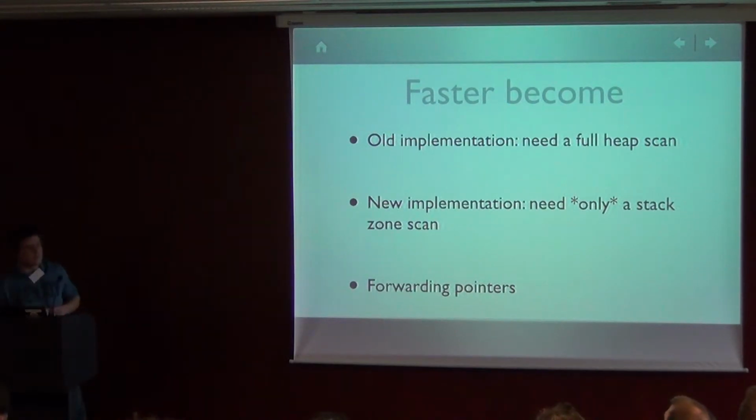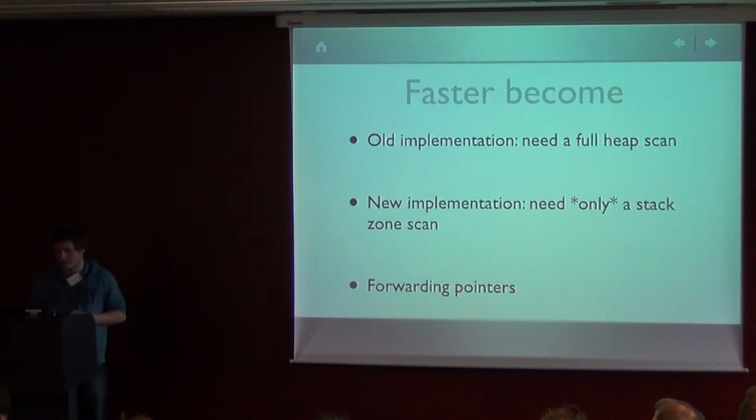The old implementation of become was quite slow because it needed to scan the whole heap. So if you had a large image, you could see pauses of several seconds. The new implementation is really quick with very little pause, and basically it works with forwarding pointers. So when you exchange the identity between objects, some pointers are rewritten in a way that they forward to another memory location, and that's implemented in a way that does not slow down the rest of the virtual machine.